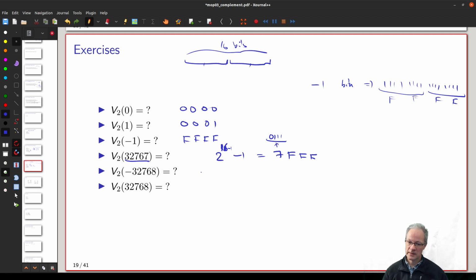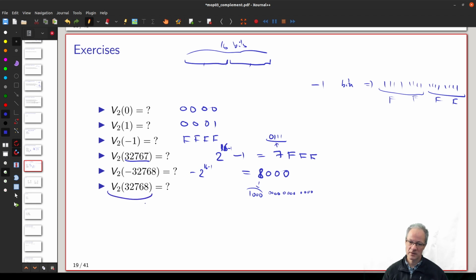All right, so by a similar token, we can look at this guy. So this guy is minus 2 to the 16 minus 1. So this is going to be the largest negative number that we can store. So therefore it's going to be 8, 0, 0, 0. Why 8? Because 8 is 1, 0, 0, 0 in binary. Okay, and the rest are all zeros. So this is the largest negative number that we can store.